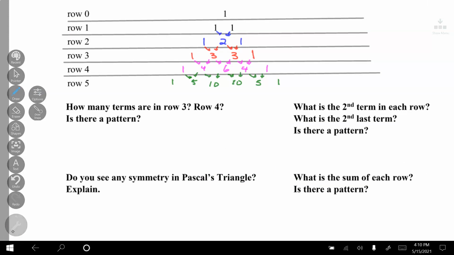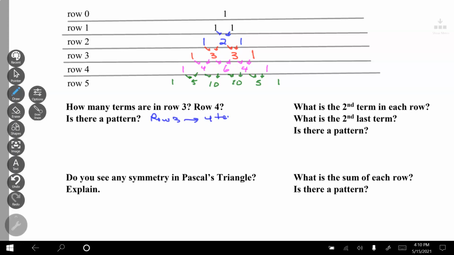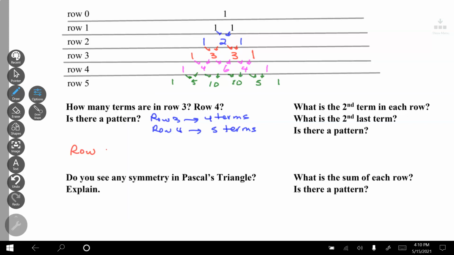How many terms are in row 3? Well, in row 3, I see I have 4 terms. In row 4, I see I have 5 terms. So I can make the general statement that in row n, I'm going to have n plus 1 terms. What is the second term and the second last term in every row? Well, in row 3, the second term is 3, and the second last term is 3. In row 5, the second term is 5, the second last term is 5. So it looks like it's just the row number.